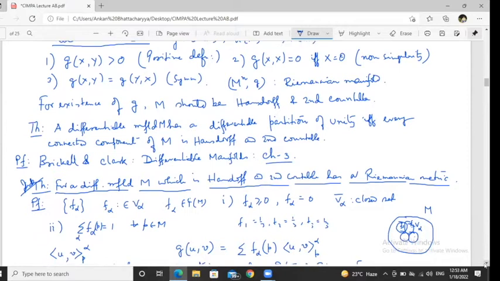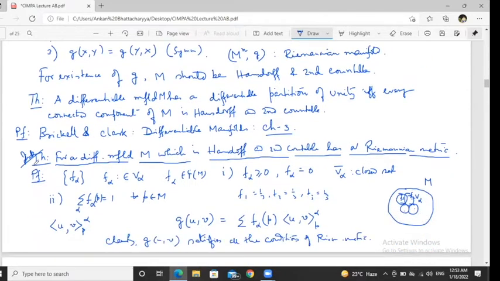Now, this is a very important theorem for us: a differentiable manifold M which is Hausdorff and second countable has a Riemannian metric. So this theorem gives the existence of the Riemannian metric for a topological space which is Hausdorff and second countable. Now, what is a partition of unity?